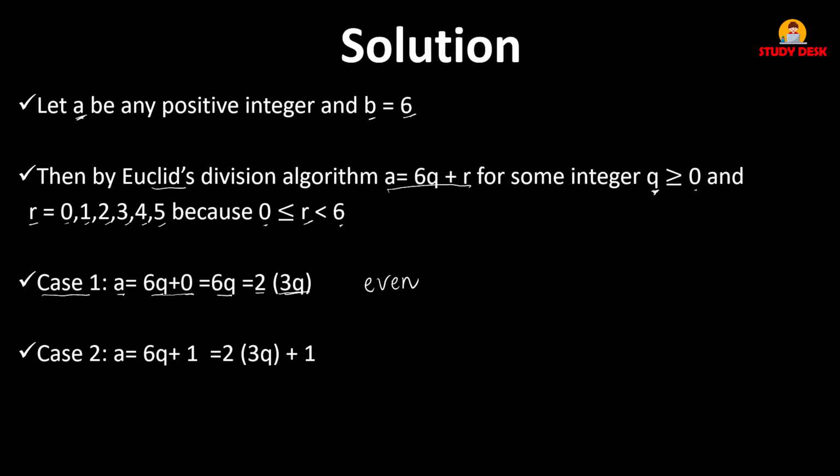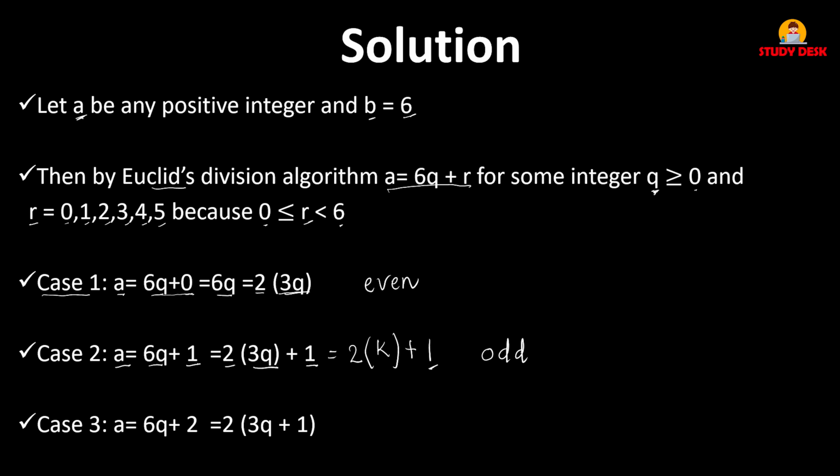Now, in the second case, we can observe that we are taking the remainder as 1. So, a will be equal to 6q plus 1. Now, here 6q can be written as twice of 3q, plus 1. Now, observe here, we have 2 multiplied with some value, let's say k, and we are getting a remainder of 1. So, this basically indicates that this a value 6q plus 1 is not an even number. Otherwise, we would not have got any remainder, right? Since we are getting a remainder of 1, therefore, it is an odd integer because it is not completely divisible by 2.